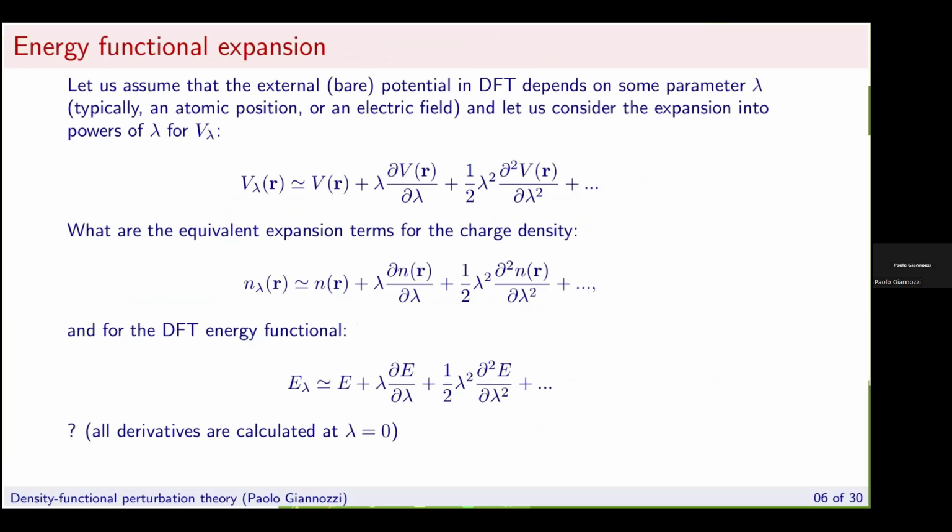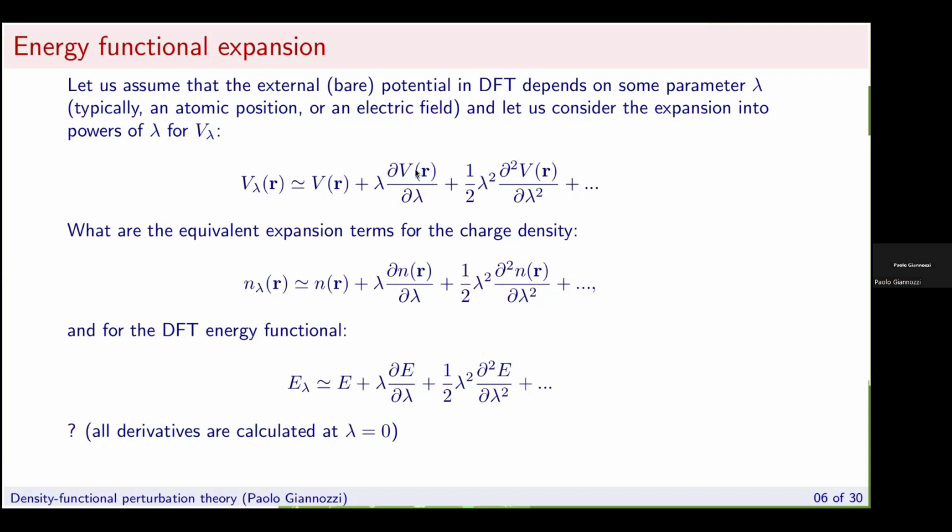Now the problem that we want to deal with today is, what can we say in the case in which the external potential, so the bare potential acting on electrons in DFT, depends upon some parameter, lambda, let's say, where lambda equals 0 is typically our ground state starting point, and we want to consider small lambda expansion. So we write the potential as an expansion in powers of lambda. And there will be, for sure, some equivalent expansions for the corresponding charge density and the corresponding energy as a function of lambda.